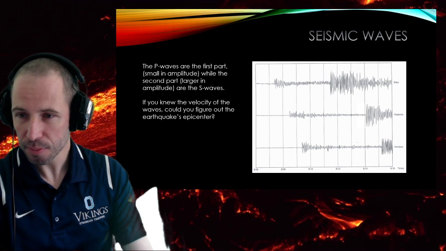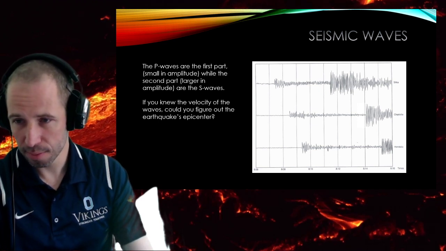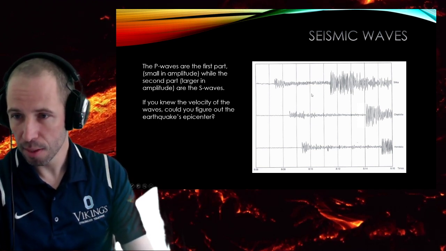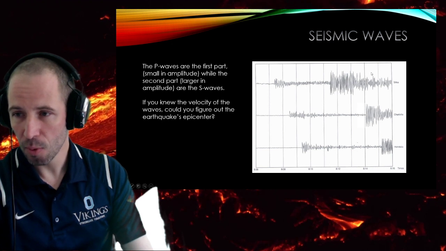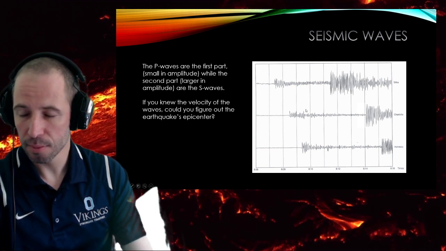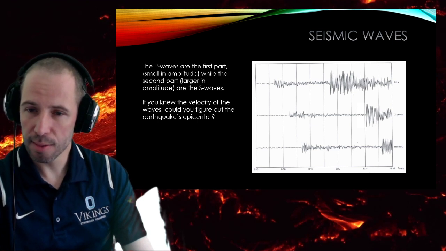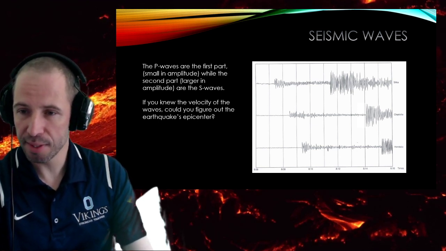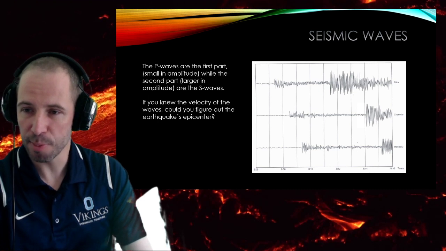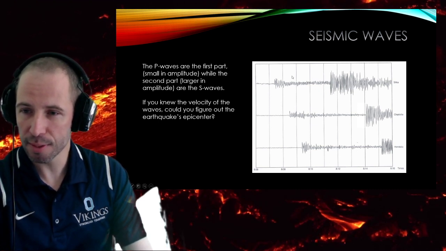Okay, second question. Which set of squiggles are the P waves? The little ones or the big ones? And the answer was, well, P is primary. They're the ones that get there first because they travel with a higher speed. So P waves are going to be the first ones to get there.